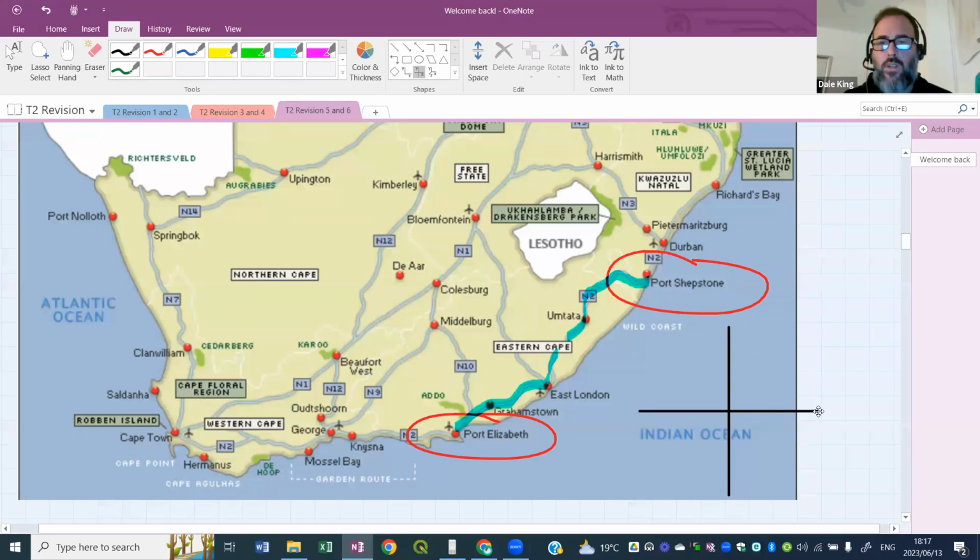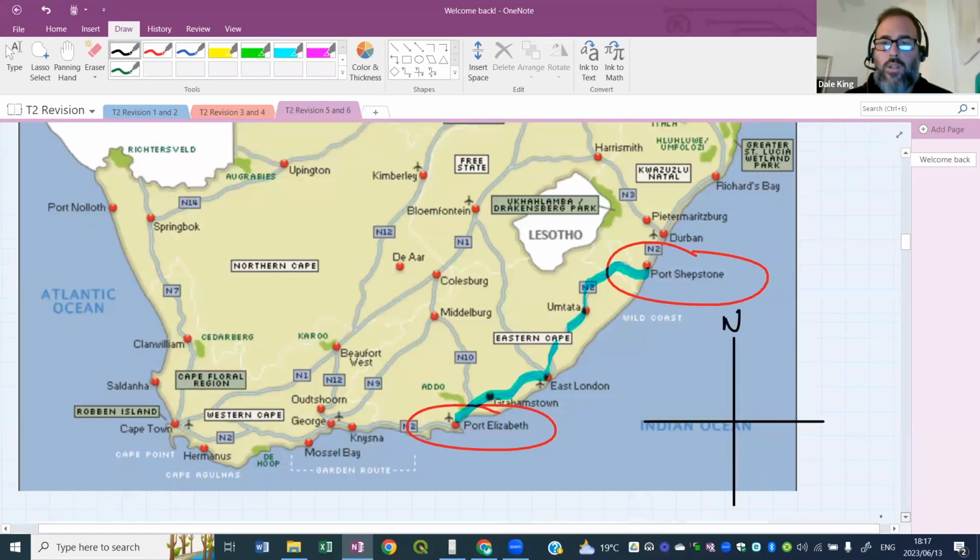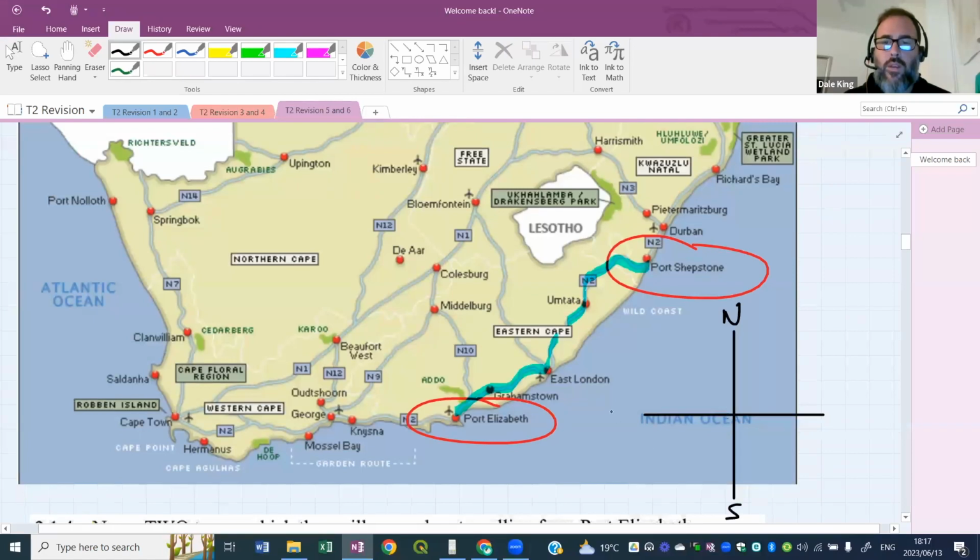So let's draw a little compass. And usually with maps, north is always pointing up. So I'm going to do north. Let's go down a bit here. South, west, and east. You've got to have an idea of these basic cardinal compass points.